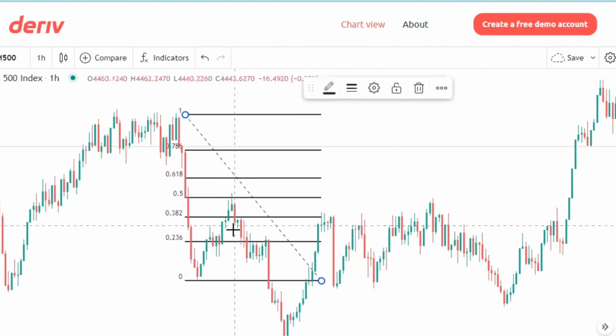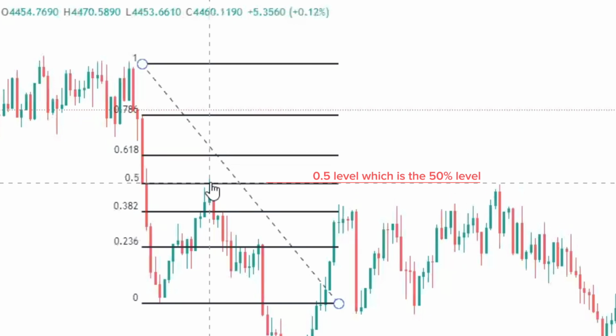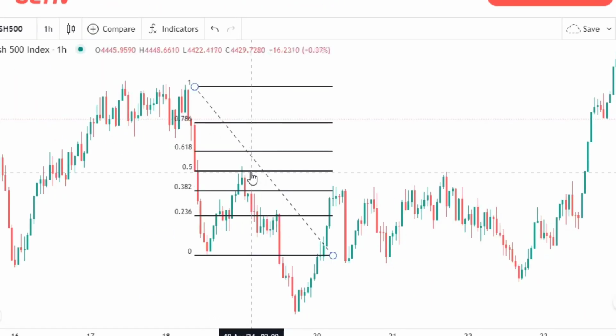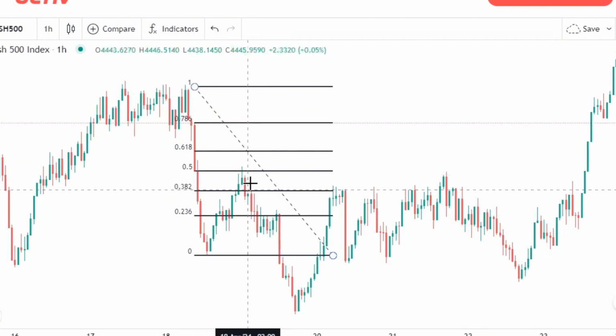Alright, so you see that the market actually returned back to the 0.5 level, which is the 50% level. And in our previous video, I'd already mentioned that this is one of the three most important levels that you should pay attention to while using the Fibonacci Retracement tool. Alright, so the market has returned back to this 0.5 level or the 50% level. And what happened? The market dropped down from that level.